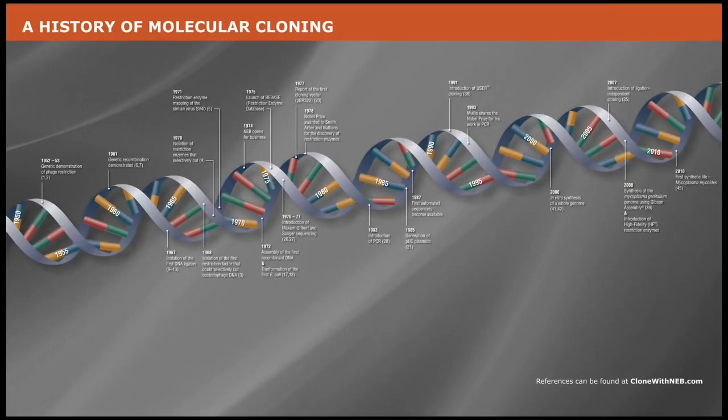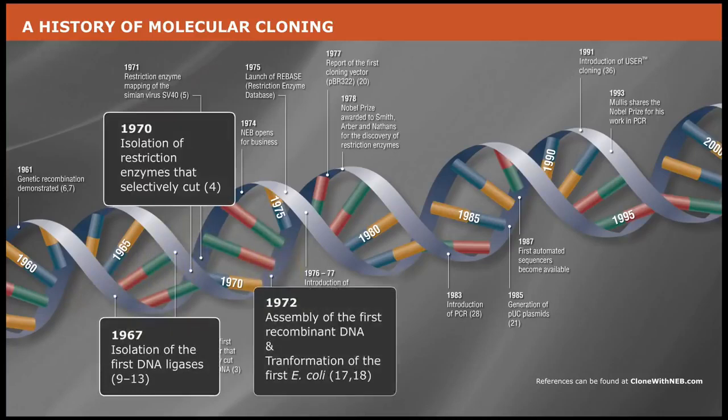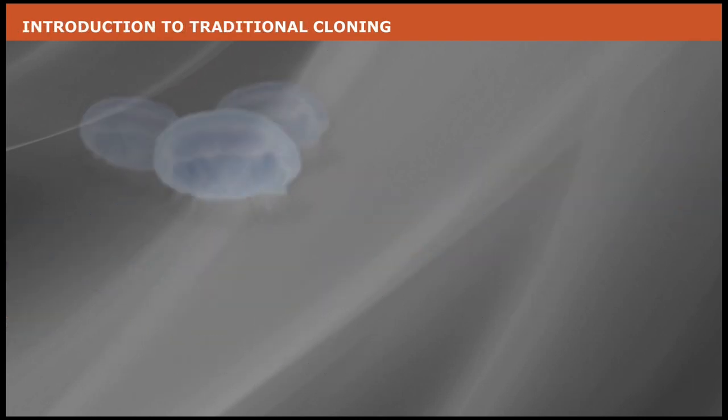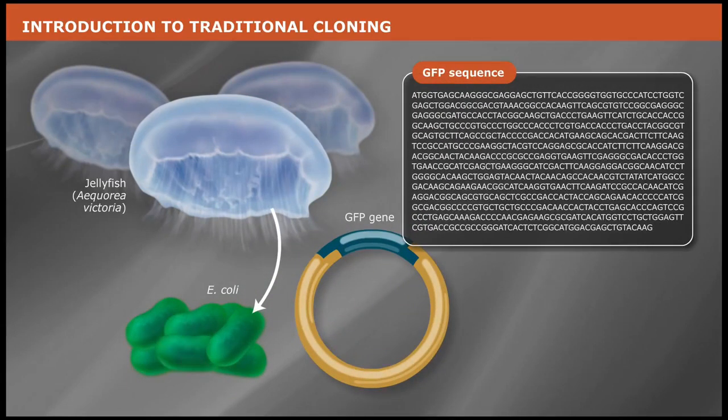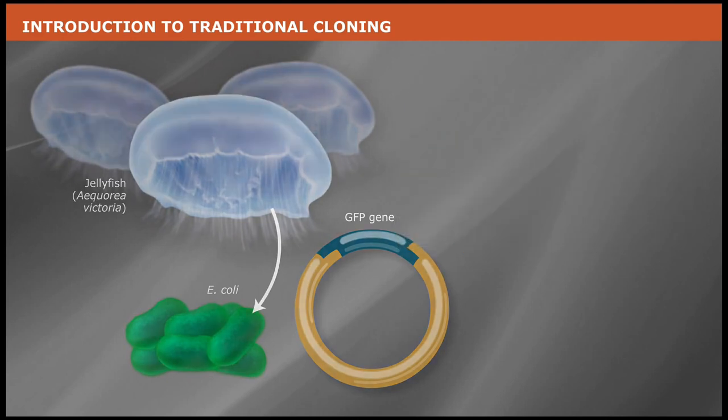Traditional cloning evolved from the discoveries of site-specific nucleases and DNA ligases in the 1970s to enable the era of molecular cloning. At the beginning, cloning a gene into a plasmid allowed the host organism to replicate the cloned sequence, and this procedure fueled the early gene sequencing, protein expression, and gene function studies.